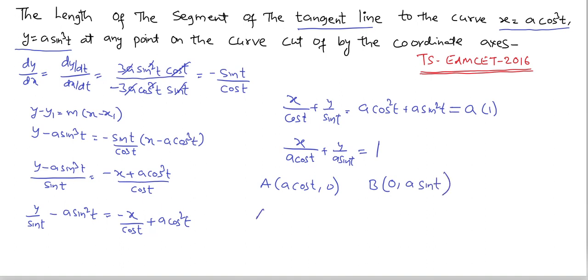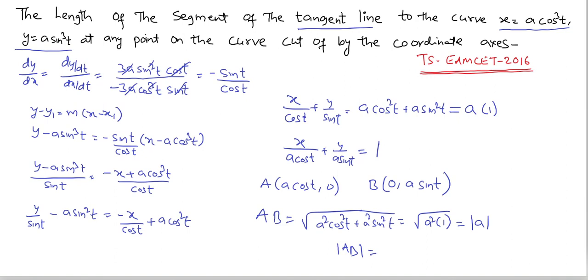Now we find the distance AB. AB = √(a²cos²t + a²sin²t). Take a² common, √(a²(sin²t + cos²t)), that value is 1, so it is equal to a. So the length of the segment of the tangent line cut off by the coordinate axes, AB, is equal to a.